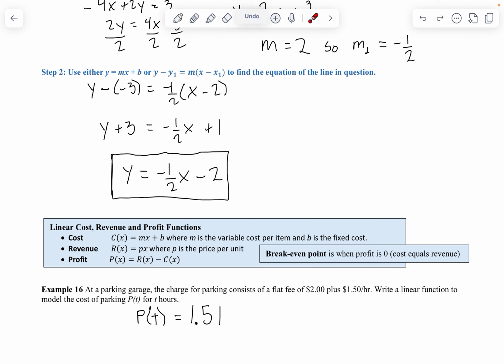We're using the variable t here instead of x because it's representing time, right? So that's why we're doing that. So this is the variable cost, $1.50 per hour. It's $1.50 multiplied by the number of hours parked. But for the total cost, we also need to add in the flat fee, which is the $2, plus 2. Okay. So there is my cost function for this particular scenario.